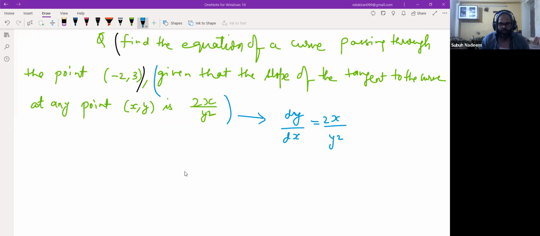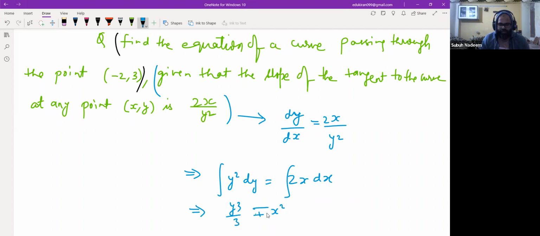Now, when we write it, y square dy is equal to 2x dx. I will integrate. That is the variable separable, that is y with dy, x with dx. y cube by 3 equal to x square, 2 will cancel, plus constant of integration. Now you have got the general solution of the differential equation.